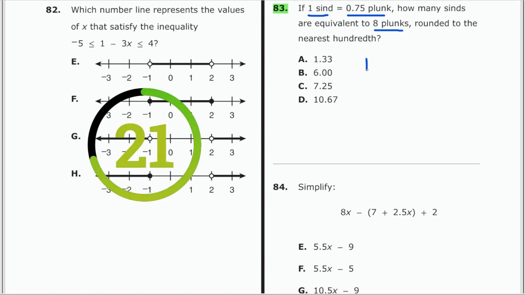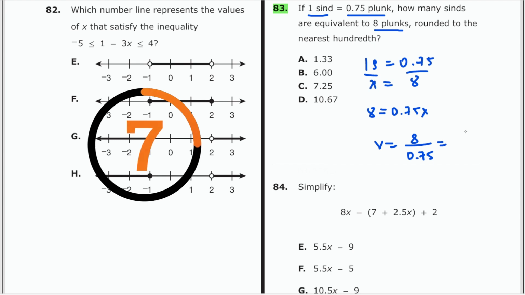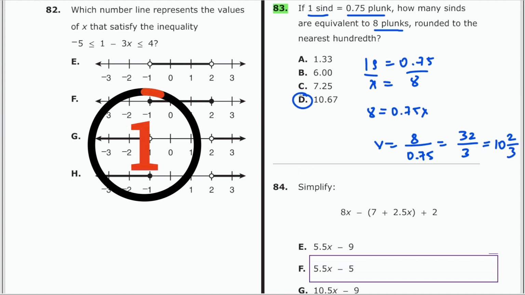So we get 1s is equal to 0.75. This is x is equal to 8. So 8 is equal to 0.75x. X is equal to 8 over 0.75, which is the same thing as 32 over 3, which is 10 and 2/3. And the answer is D.